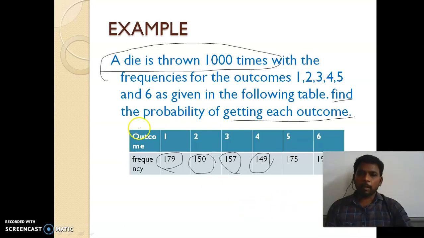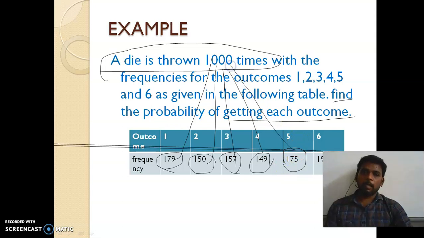Okay. So now, what is the probability of getting number 1? It corresponds to 179 times. So the answer is 179 by 1000. And similarly, what about getting 2? 150 by 1000. The probability of getting 3? 157 by 1000. The probability of getting 4? 149 by 1000. The probability of getting 5, 175 by 1000. And the probability of getting 6, 190 by 1000.